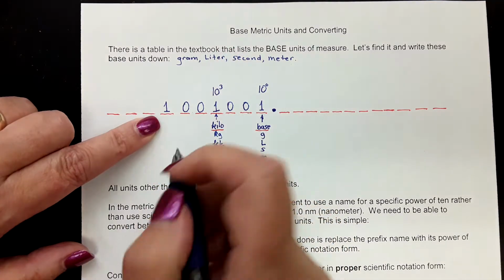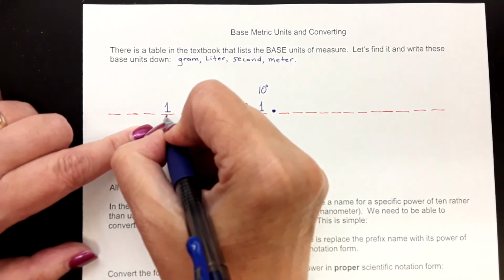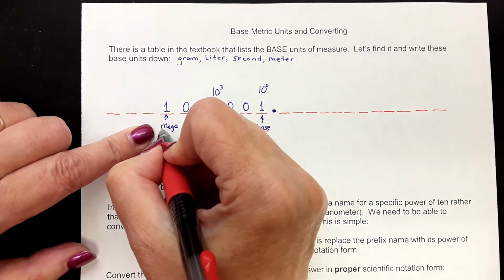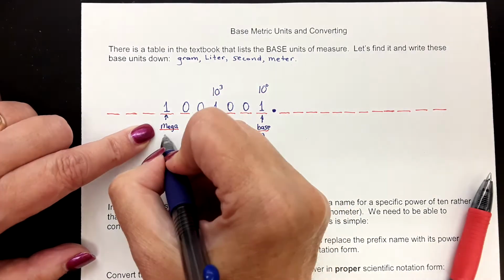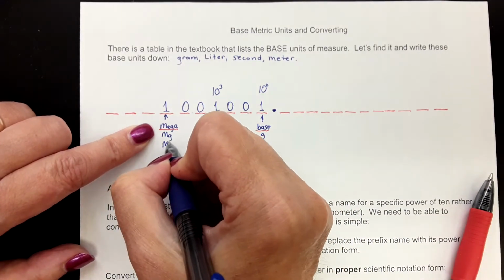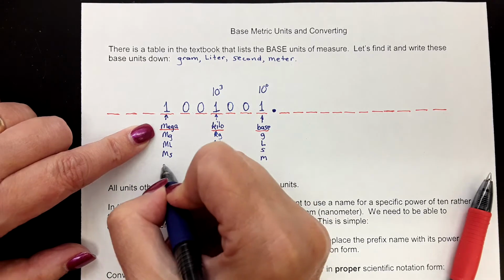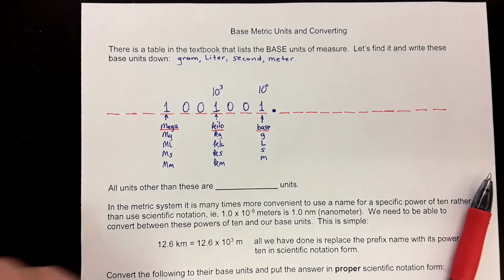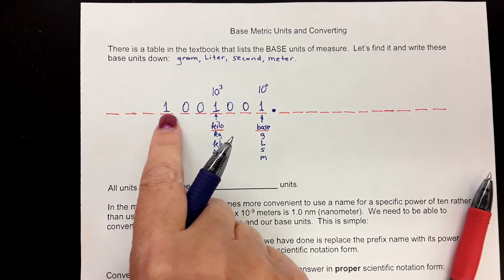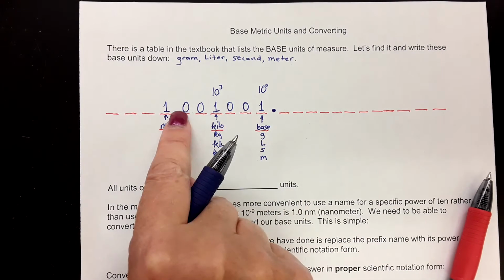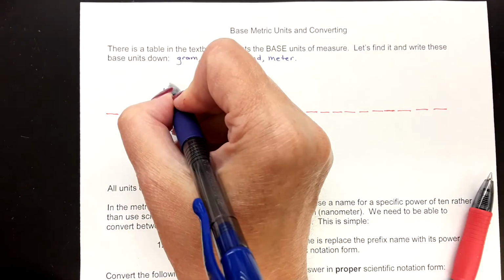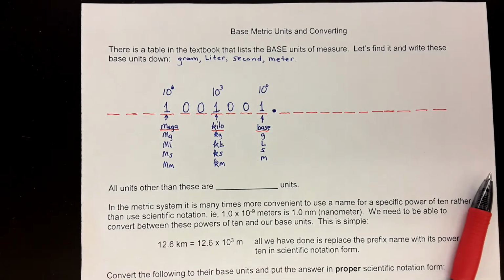But in SI, this is called mega. We use a capital M for mega. So you could have a megagram, a megaliter, a megasecond, a megameter. Okay, it's mega. And because in scientific notation, this would be 1 times 10 to the positive 6, then the power of 10 associated with mega is 10 to the 6. We're going to see how to use that in a little bit.